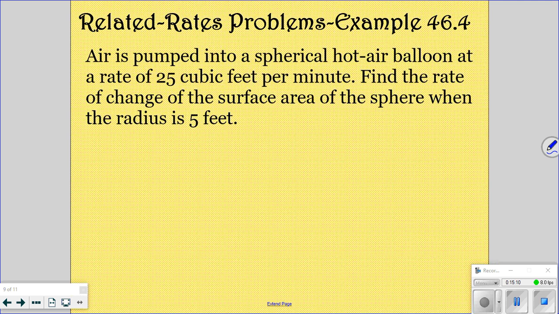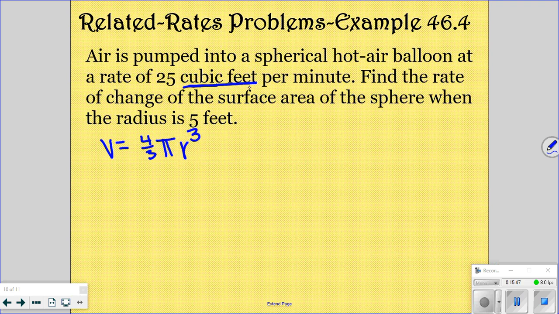All right, we're going to look at one more. Air is pumped into a spherical hot air balloon at a rate of 25 cubic feet per minute. Find the rate of change of the surface area when the radius is 5 feet. So let's come back up here. This cubic feet is volume, so we need to start with our volume formula. So 4/3 pi r squared. Nope, not squared. Cubed. 4/3 pi r cubed.